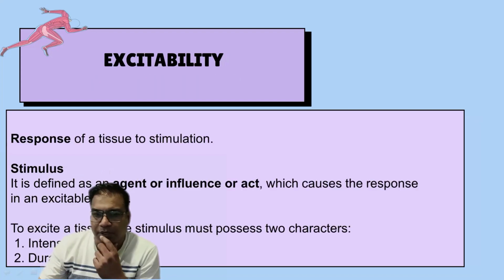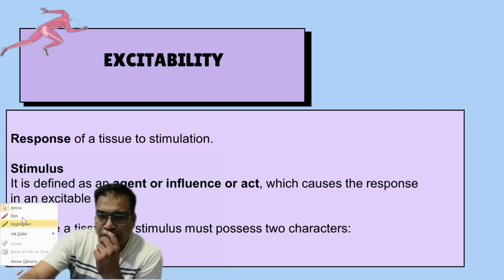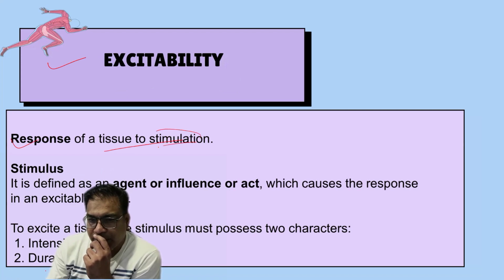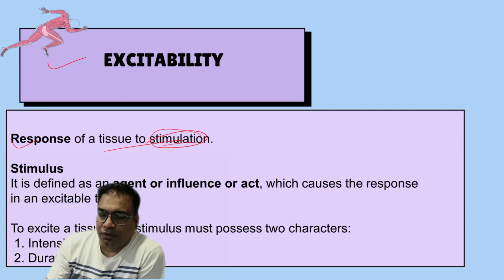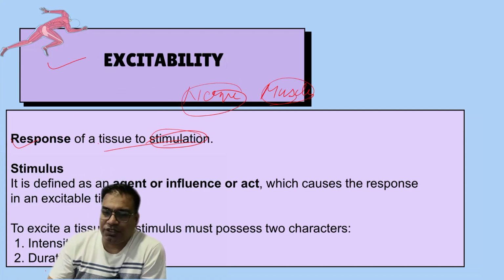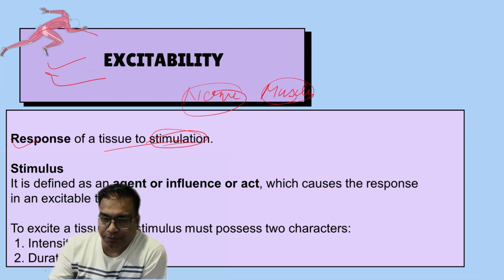Now come to the excitability. So excitability means there is a response. There is a response of a tissue to any stimulation. Basically, nerve cells and muscle cells. These two types of cells have such kind of property which we are calling excitability, the property of excitation. So excitability is a response to any stimulation.